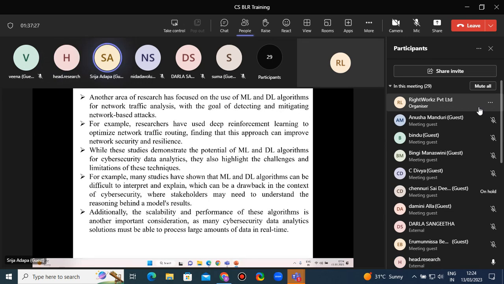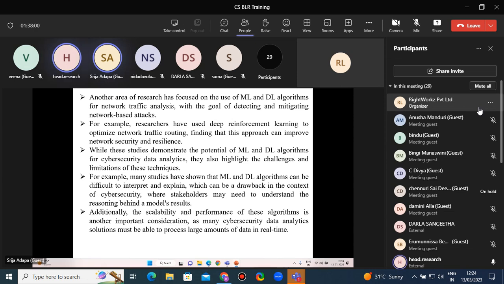Another area of research has focused on the use of ML and DL algorithms for network traffic analysis, with the goal of detecting and mitigating network-based attacks. For example, researchers have used deep reinforcement learning to optimize network traffic routing, finding that this approach can improve network security and resilience. While these studies demonstrate the potential of ML and DL algorithms for cybersecurity data analytics, they also highlight the challenges and limitations of these techniques.